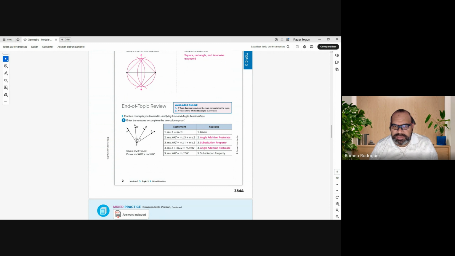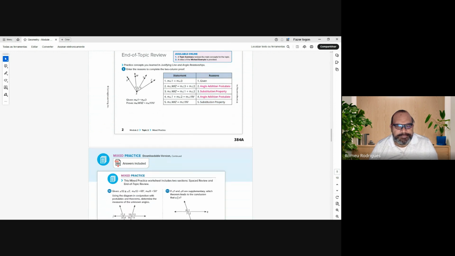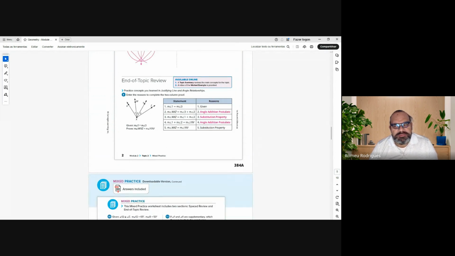Great. You just need to pay attention here this week. We have the given, and we know it is the angle addition postulate because we add angles. And here, the substitution property because we substitute. Angle addition postulate because we add angles. Substitution property because we substitute. Okay, pause again, 6 more minutes.